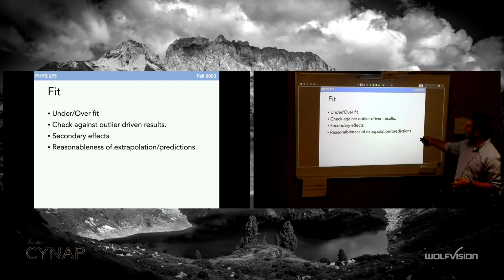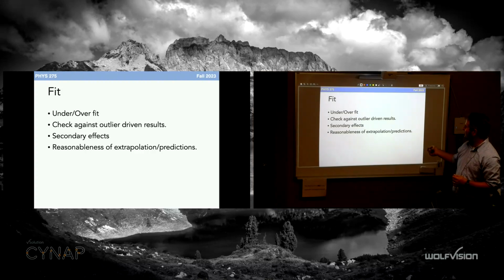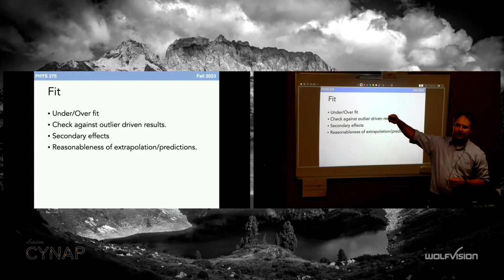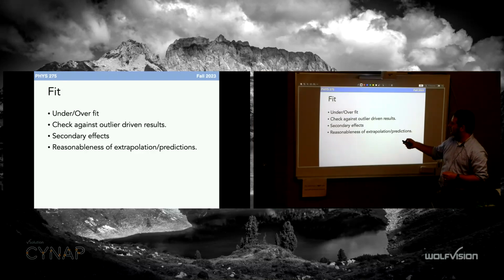So check against outlier-driven results. Think like, if I'm doing a line and I've got 5 points and the 6th point is all the way out there, then the whole thing gets skewed. Secondary effects, reasonableness of extrapolation or prediction. This is one of the tricks to go check if your fit's okay. If I just extrapolate this a little further, is that fine? Secondary effects are like, is it not just linear? Is there actually a second thing happening, or is it just an outlier that will have regression to the mean?